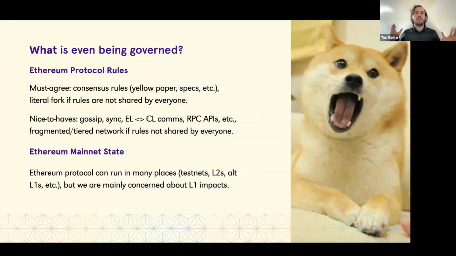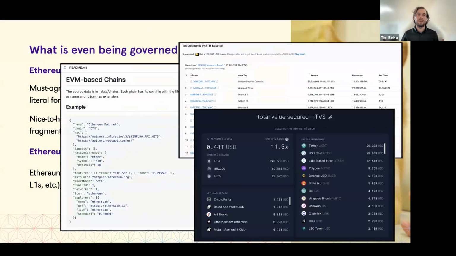But then if you have all of these protocol rules, the other thing that matters is which specific instantiation of the Ethereum protocol we are talking about. In practice, when we talk about Ethereum governance, what we refer to is the Ethereum mainnet. This is the network with chain ID 1 that has all of the balances that we think about and all of the applications that we also think about as being deployed on Ethereum. So this is what effectively is being governed when we talk about governance.